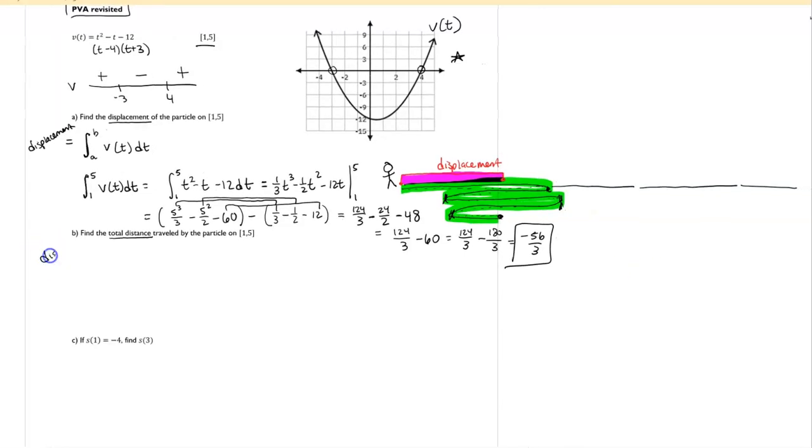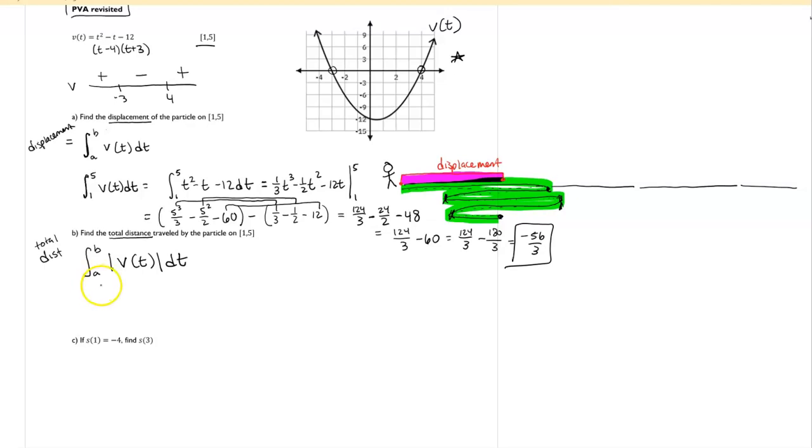So to get total distance, you take the integral over your interval of the absolute value of v. This is a little bit harder to deal with by hand because you now have to think about the integral where it's positive and where it's negative. A calculator can do this really well for you, but I'm going to show you how to do this one without a calculator this first time through.